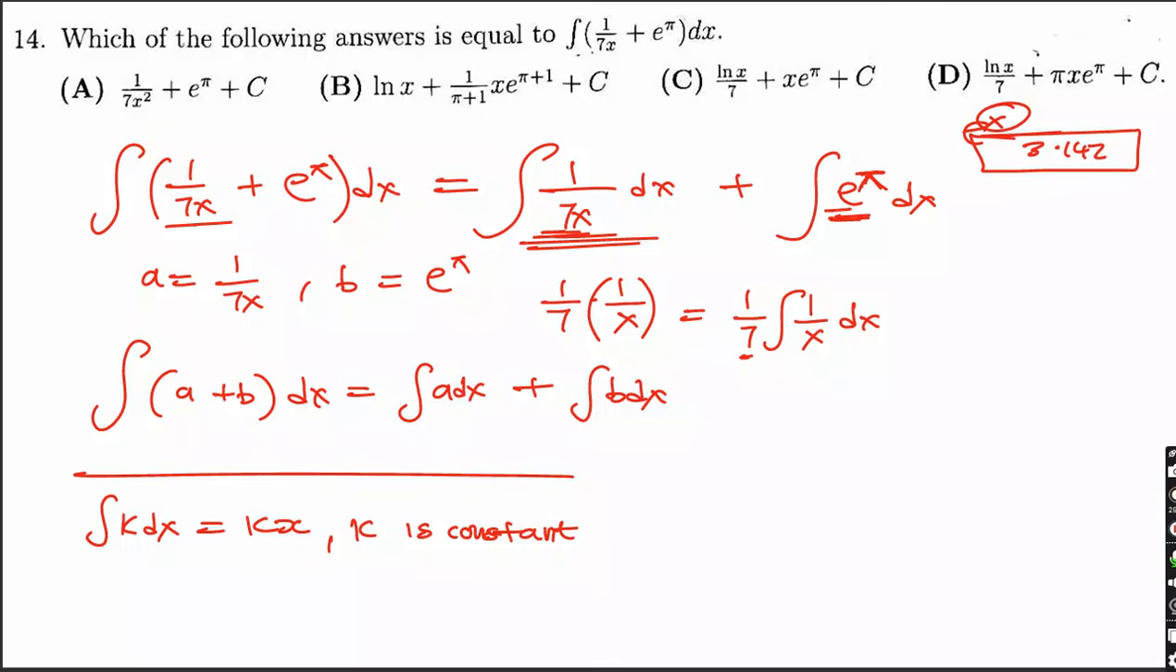These are numbers. So e to the power pi is a constant. That means its integral is just going to be equal to e to the power pi multiplied by x, because whenever you are integrating a constant, you say the constant multiplied by x. So I can put x here. Okay, so now, what is the integral of 1 over x?